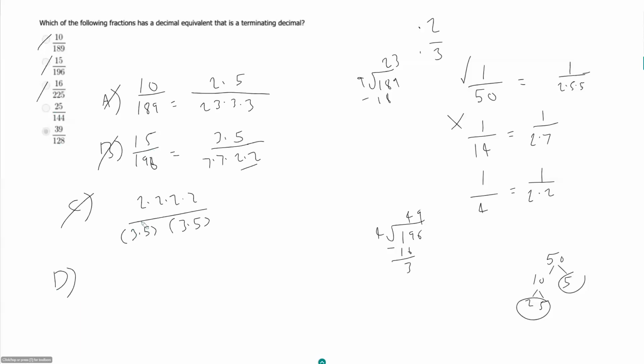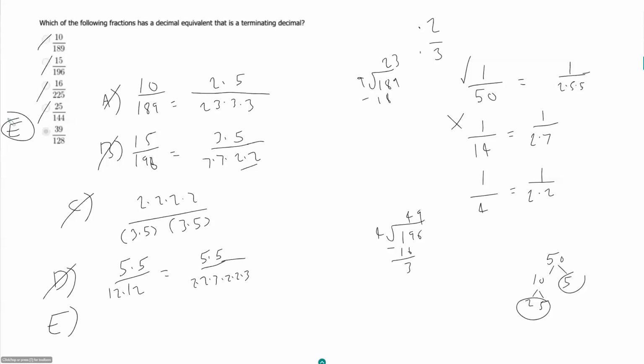25 over 144. So we got 5 times 5 up top over 12 times 12. So 5 times 5 over 12, which is 2 times 2 times 3. So again, we got some 3s. So that makes it non-terminating. So E is our answer now by default.